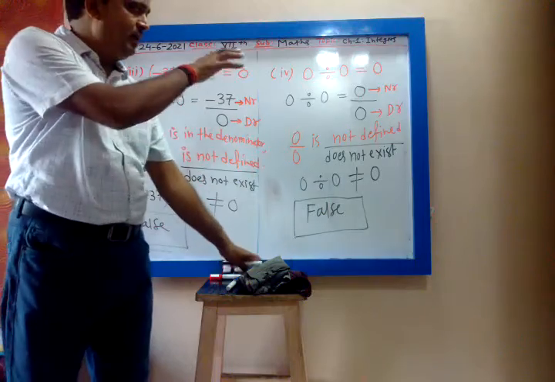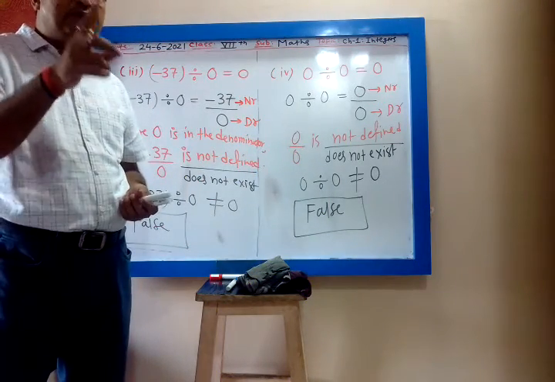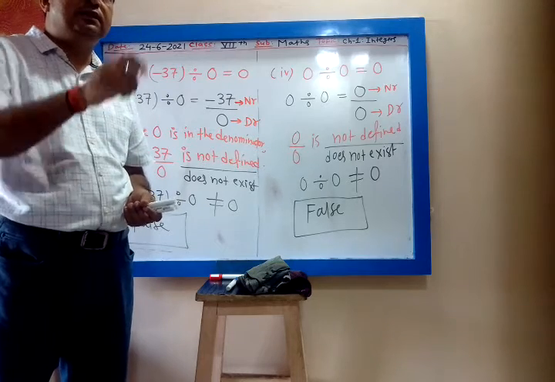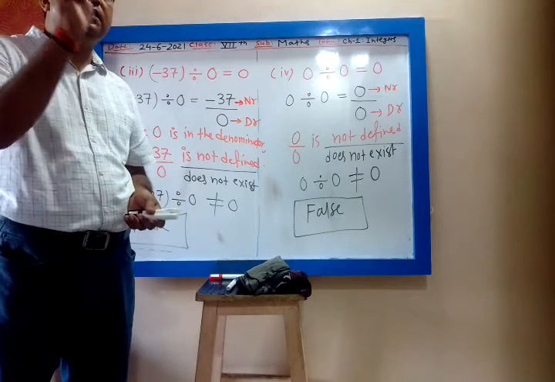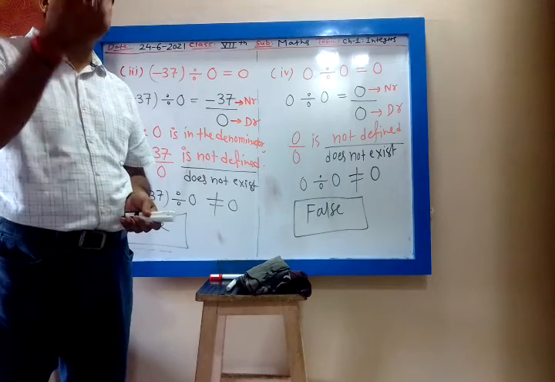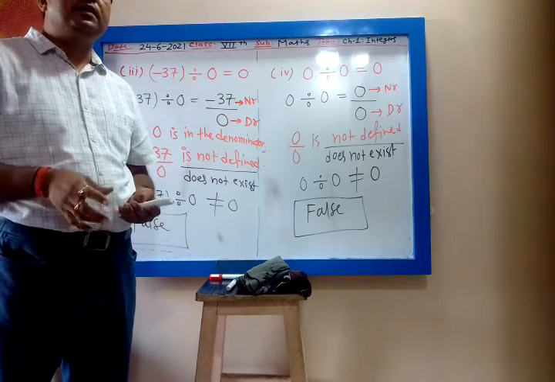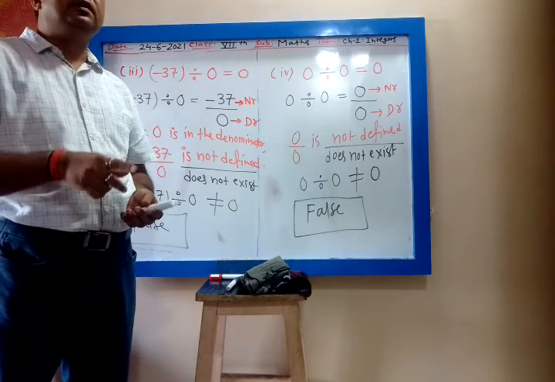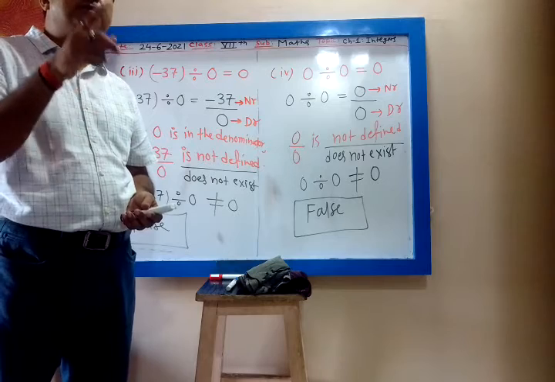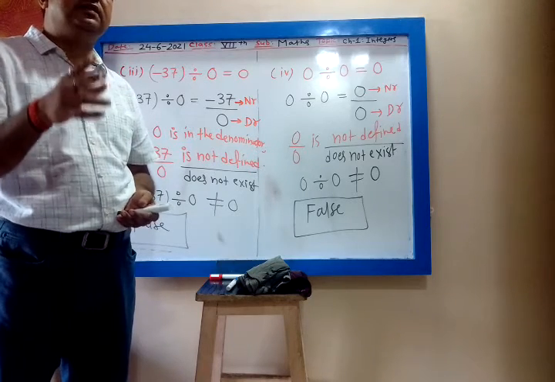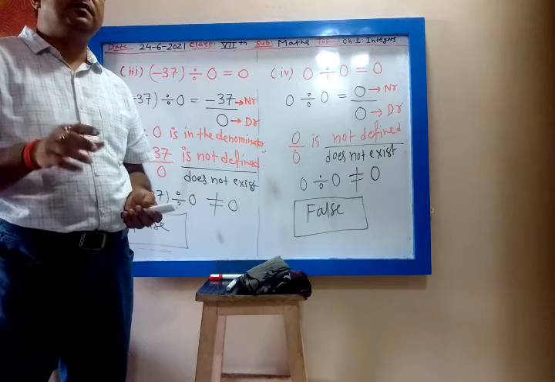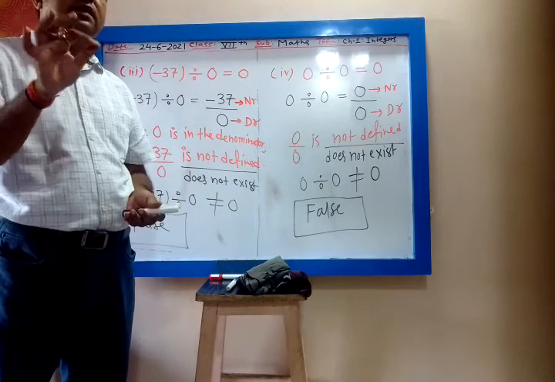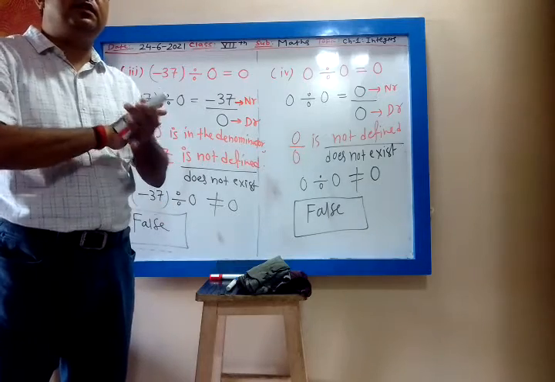So what we are observing in these four questions, whenever numerator is 0 and the denominator is any positive integer, the value will be 0. Whenever numerator is 0 and the denominator is any negative integer, again the value will be 0. But whenever denominator is 0, in both cases, it is not defined. Not defined means does not exist. Whenever denominator is 0, the division does not exist. If the division does not exist, it is not true.